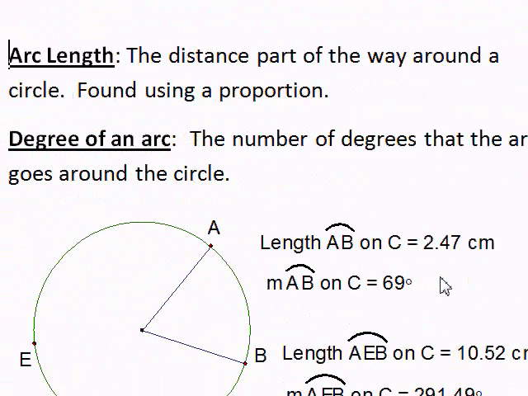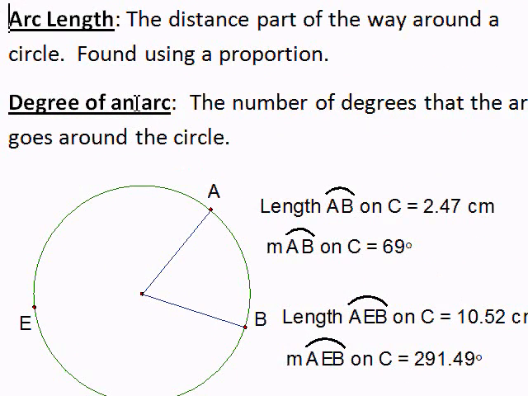Now we'll notice that we have two other vocabulary words, arc length and degree of an arc. The arc length is the distance part of the way around a circle. In other words, it's going to be part of the circumference. And we find this using a proportion, which I'll show you in a moment.